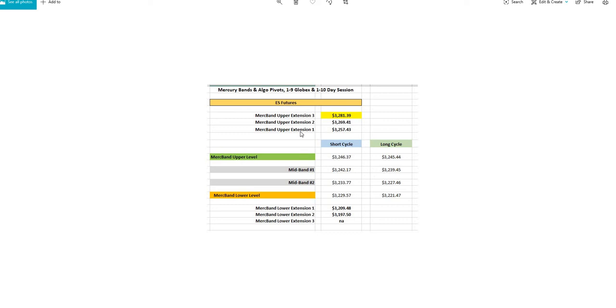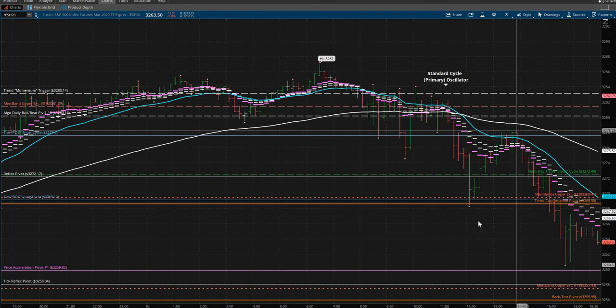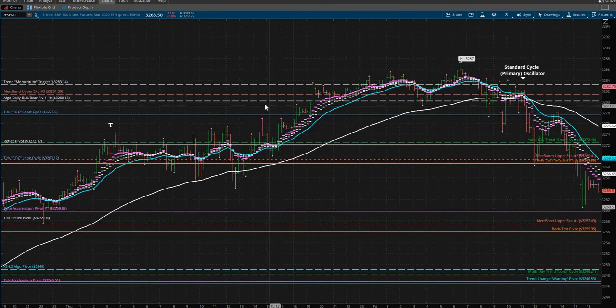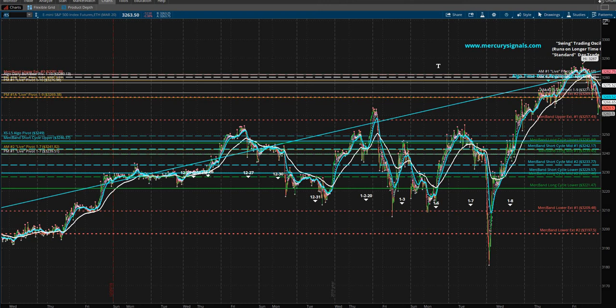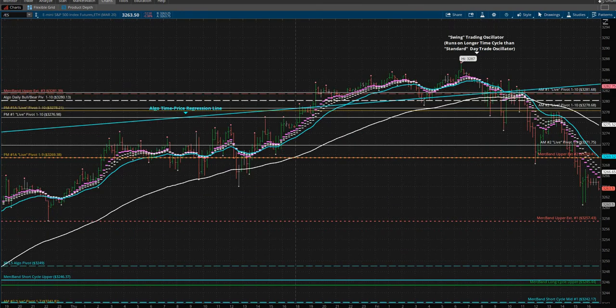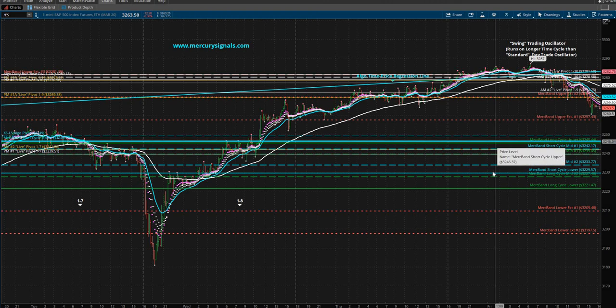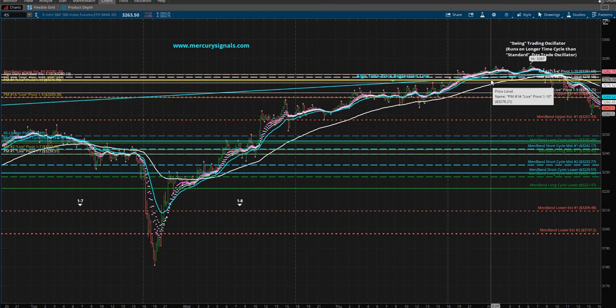These lower extensions and upper extensions, typically ES will drift up to these upper extensions in Globex, but here's the punchline. Let me pull this chart back a little. In fact, I need to switch over to the continuous contract to show this to you. Here we go. All right. So here's the Mercury bands. Here's the upper extensions, 1, 2, 3. You had ES trade up into the third upper extension.